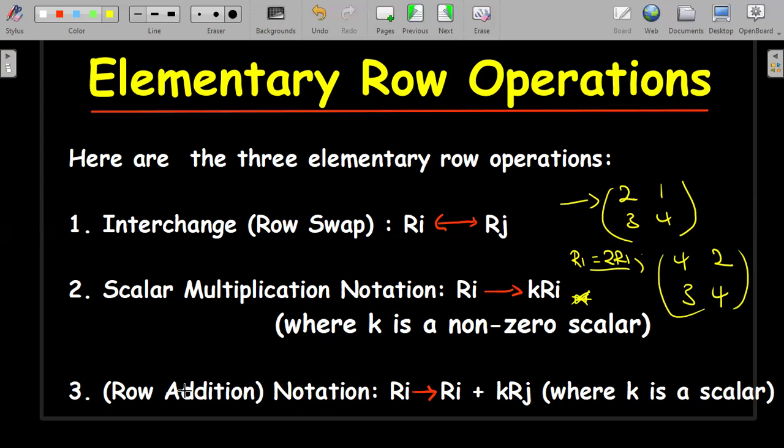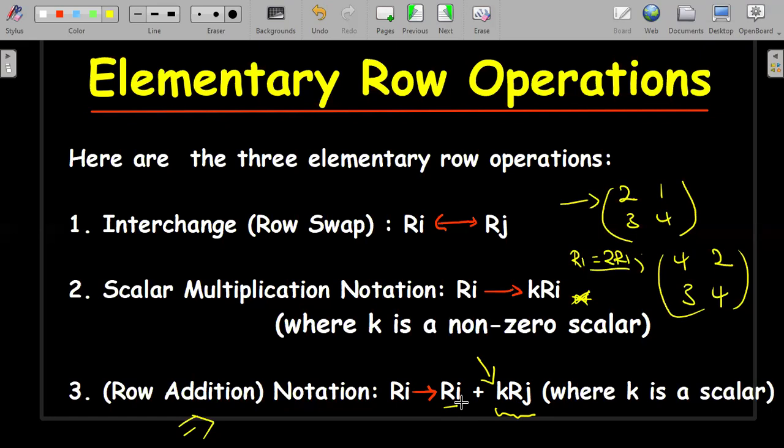All right, and then from there, you are going to look at the third one. This third one is the most used. It states that you can add a scalar multiplication of a certain row to another row. Here, for example, I have this Rj as my row, and I multiply it by a scalar k. This scalar is any real number. The product that I get there, I add it to another row. That's what we call row addition. You are adding a scalar multiple of one row to another row.